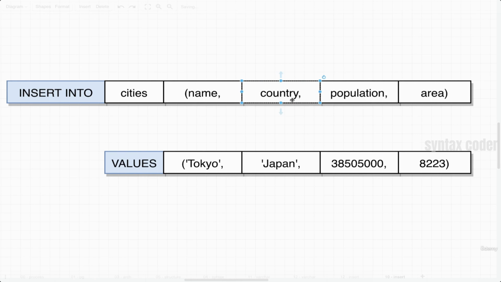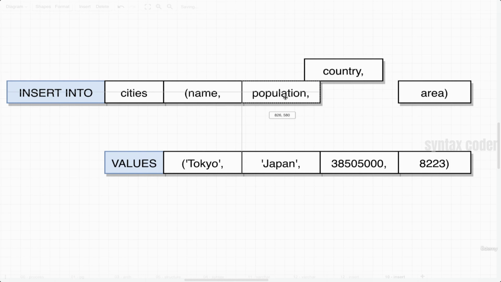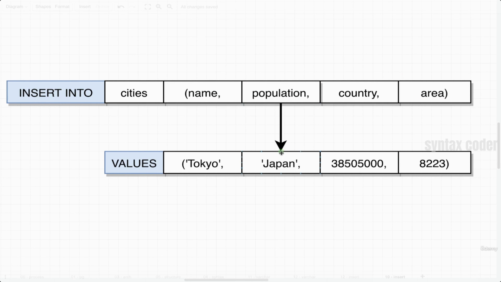Let's imagine what would happen if we swapped the word country with population right here. If we did this, that would mean that we want to insert the string Japan under the column population, and for country, we would want to insert the value 38 million. And that's definitely not what we want. So we just need to make sure that whenever we list out these different column names, we always provide the values to go in the same order as well.